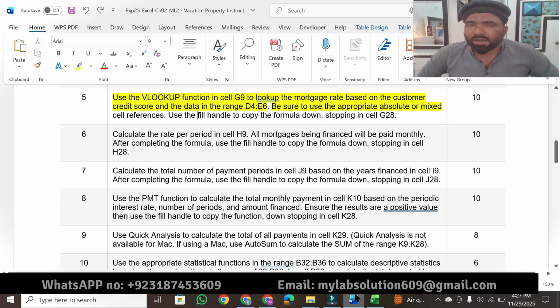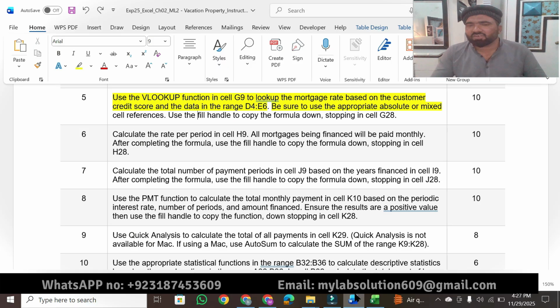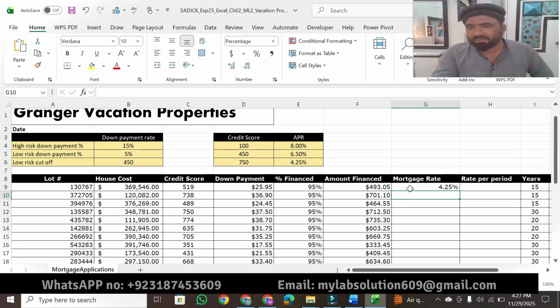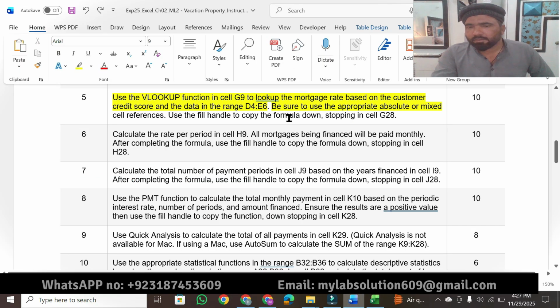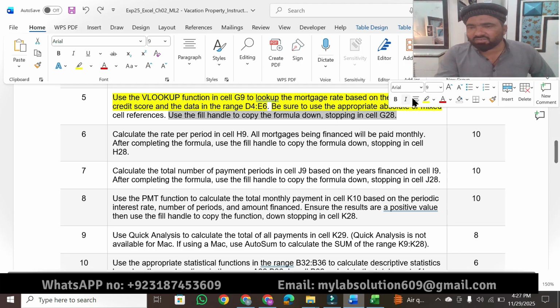In question number 5 we have to use the VLOOKUP function in cell G9 to look up the mortgage rate based on customer credit score and data in the range D4 to D6. Here it is mentioned D4 to D6. That's why we select D4 to D6 here. Then 2 because we have to use APR. Then 2, okay. Then be sure to use appropriate absolute or mixed cell reference. Then lastly, use the fill handle to copy down the formula, stopping at cell G28.